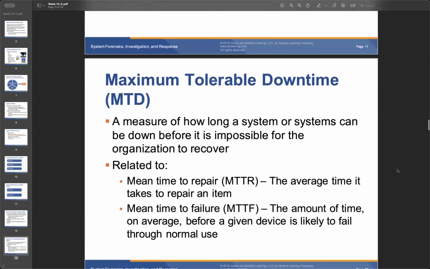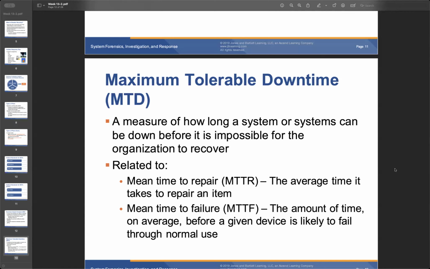When we talk about the keyword, what is the maximum tolerable downtime, MTD? It measures how long a system or systems can be down before it becomes impossible for the organization to recover. This is a key concept we need to know. Sometimes it can be calculated by the mean time to repair, MTTR, which is the average time it takes to repair an item.